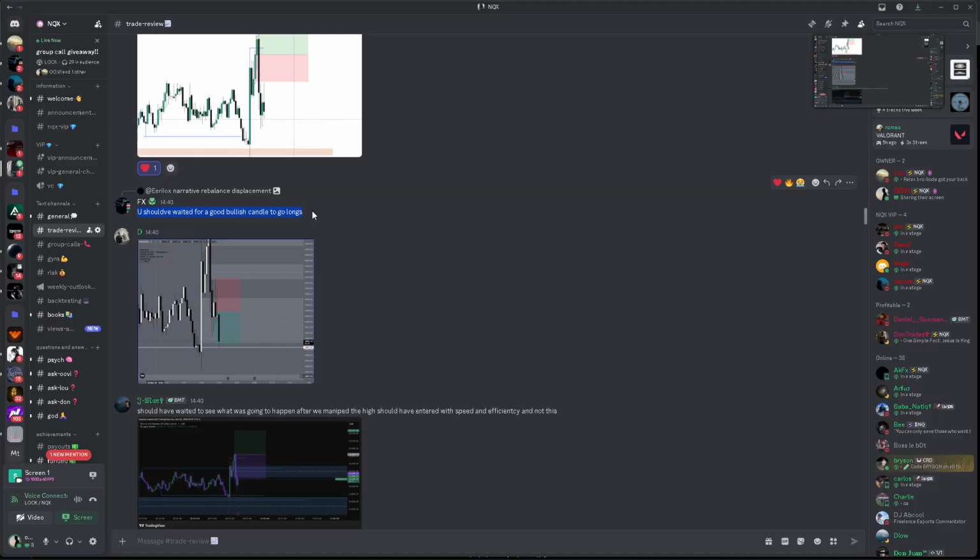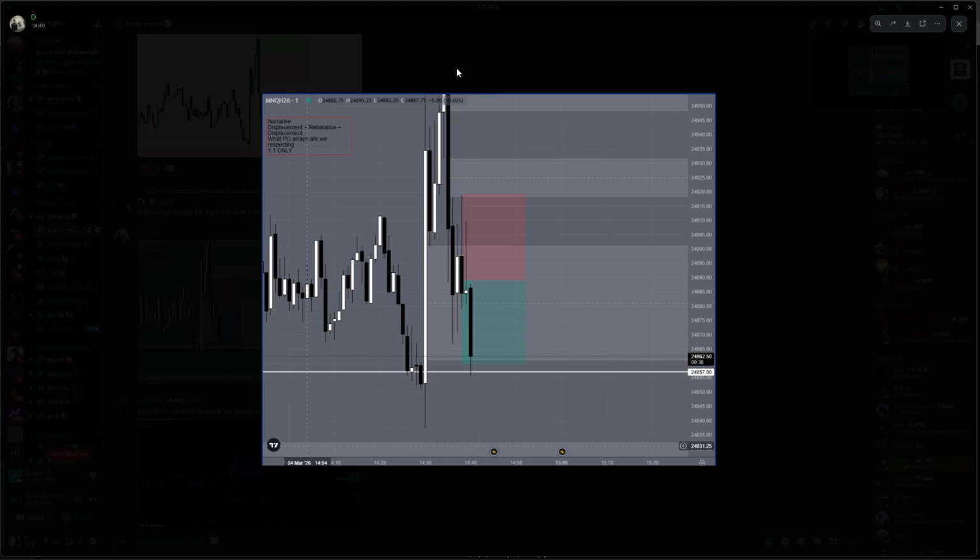Yeah, FX. Yeah, you focus on your sensor. But yeah, displacement lower, rebalance into sell side imbalance, candle flip, displacement. I would like you to wait for candle closure on this candle just for full confirmation. However, it's pretty obvious that we're bearish. The respect to this gap was beautiful. Displacement lower, entries, stop loss, TP, absolutely beautiful.